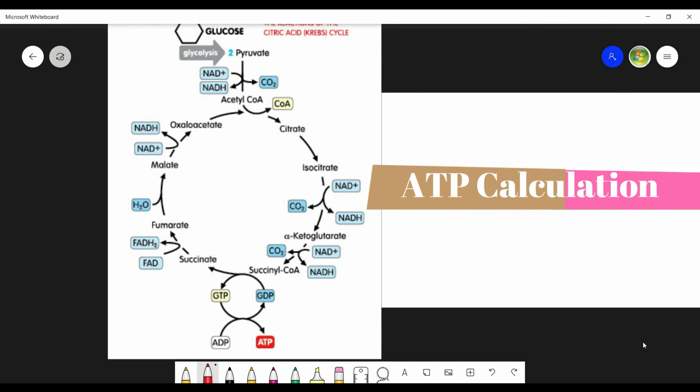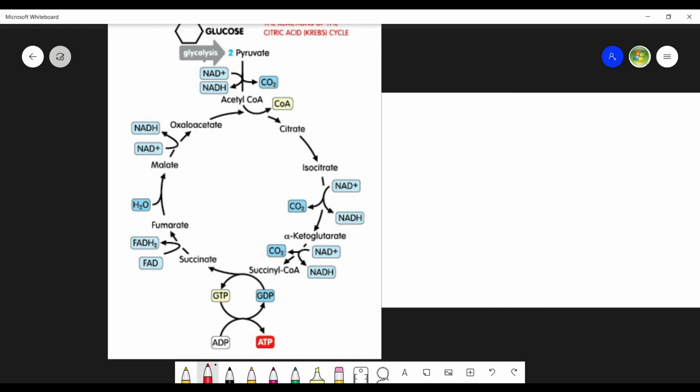Now let us calculate the number of ATPs produced in citric acid cycle. Before calculating the number of ATPs, let us consider how many NADH are formed. Here is one NADH, here is another NADH, here is another, and here is the last one. That means if you count, it is 1, 2, 3, and 4. So number of NADH is 4. Now let us calculate how many FADH2 is formed. Just one FADH2 is formed. And let us calculate how many GTP is formed. Just one GTP is formed.